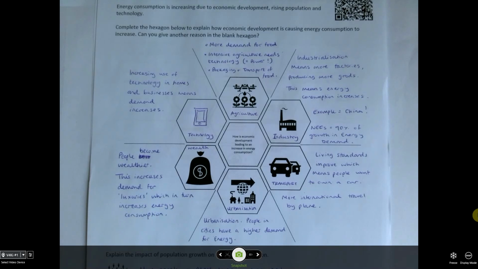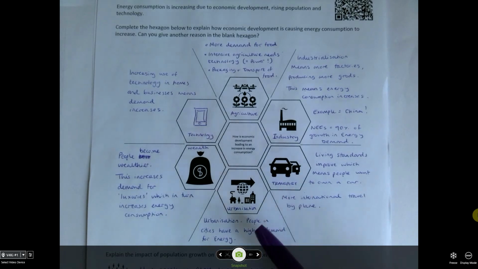But also we can think about how international air travel, or even short-haul air travel, people flying between airports in the UK or flying on cheap flights within Europe. All of that sort of transport has become much more accessible, it's become cheaper, and as a result of that, we're going to be using more energy.